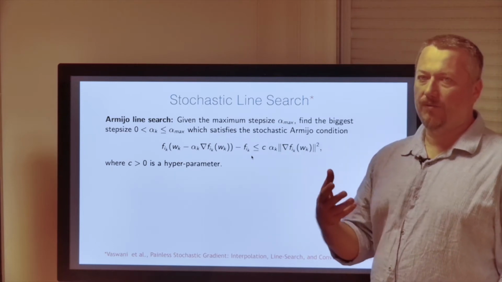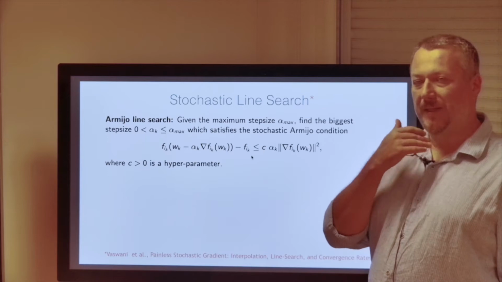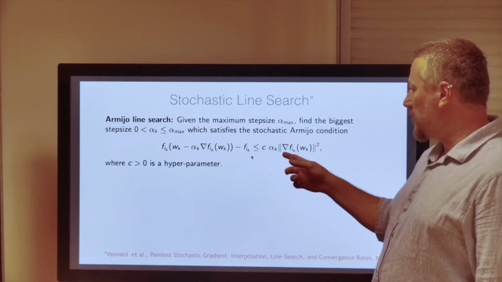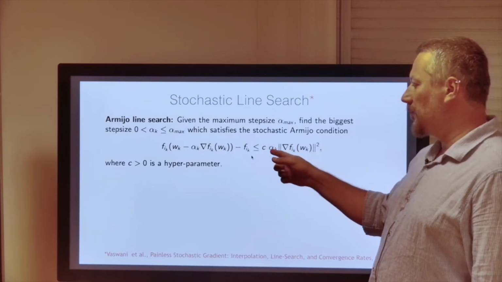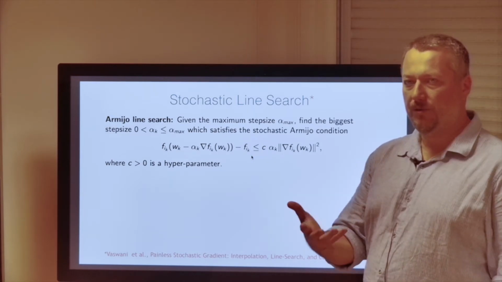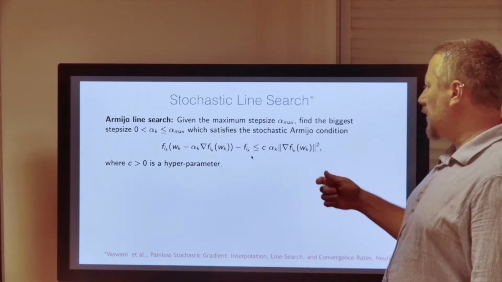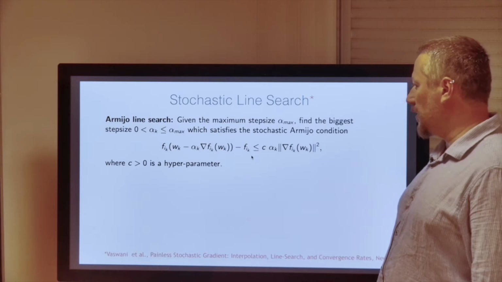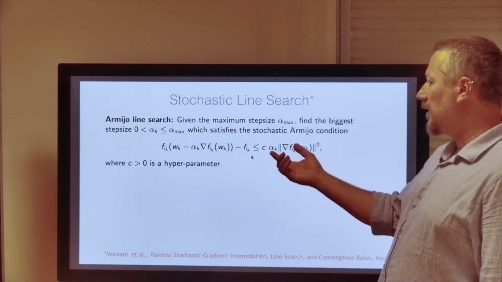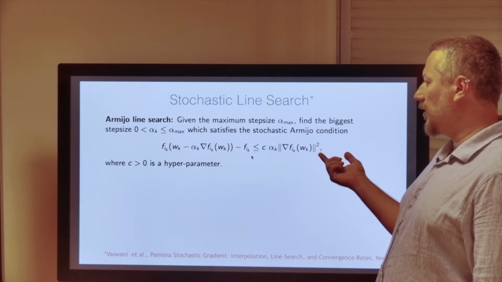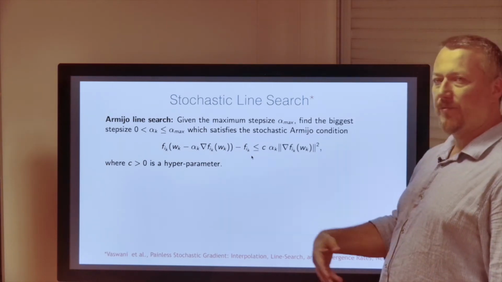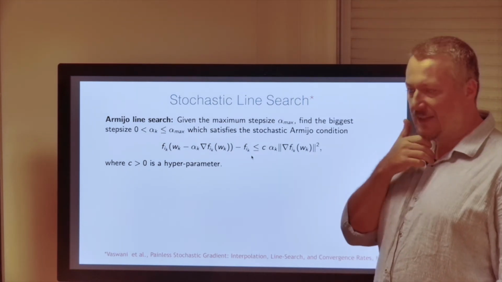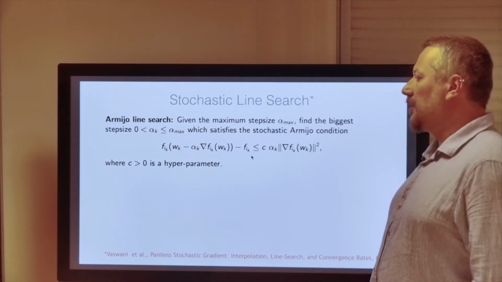What you want is you want the difference to be small, to be negative and small. And then our condition is you want it to be smaller than or equal to some c, which is a hyperparameter to be chosen from the beginning, c times alpha k times the squared norm of the stochastic gradient. And then you find the biggest alpha k satisfying this inequality. You choose this c from the beginning, and you use cross-validation, any validation method to choose the best c that works for your problem.